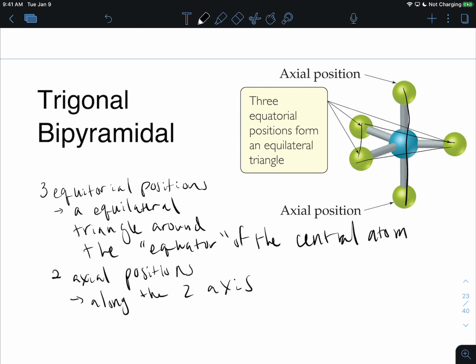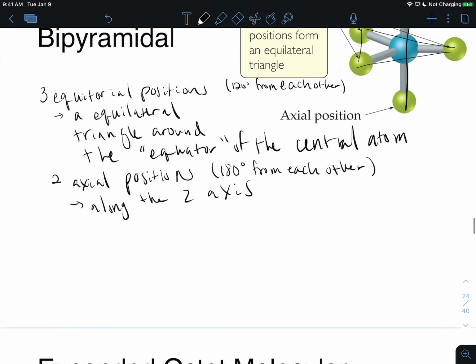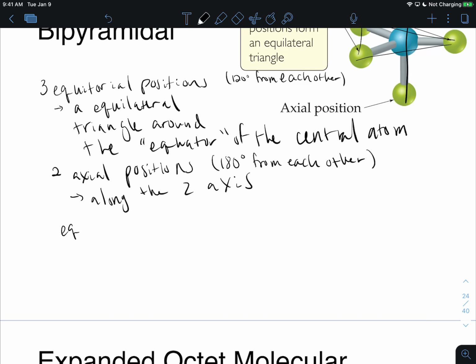Okay, so our 3 equatorial positions are going to be 120 degrees from each other. And then our axial positions are going to be 180 degrees from each other. And then our equatorial versus axial are 90 degrees from each other.